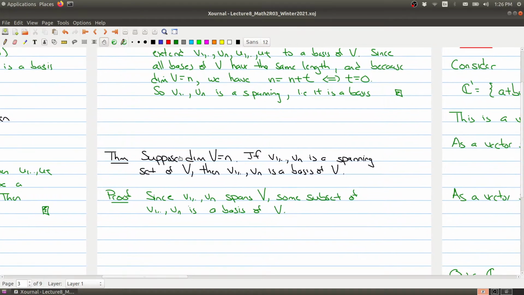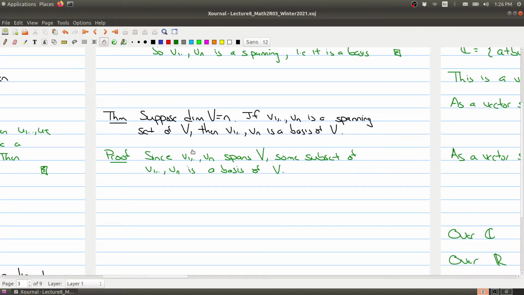The second theorem that we want to prove in this part is a complementary result. It says that, let's say we still assume that the dimension is n, but now we know that V1 through Vn is a spanning set. Then we get the same conclusion, that V1 through Vn is a basis. So knowing the size and that you have a spanning set, you get for free that these vectors are also going to be linearly independent, provided you have the correct number of vectors. And how does the proof work?